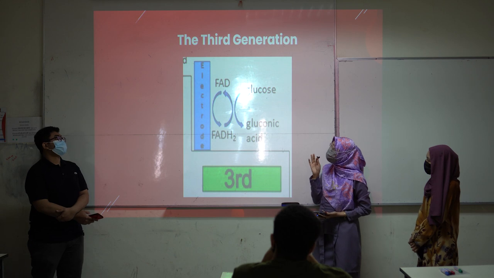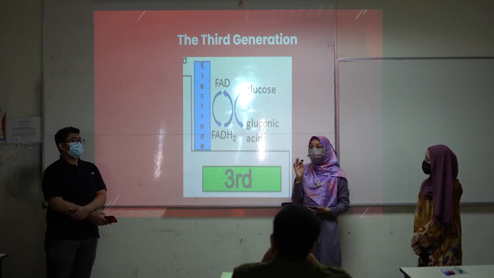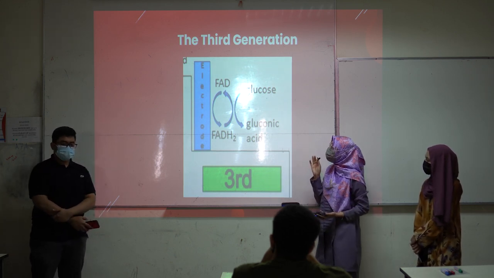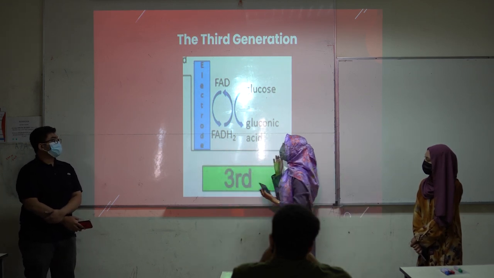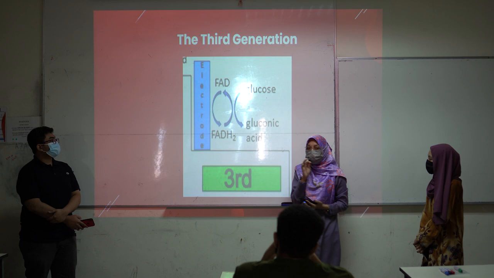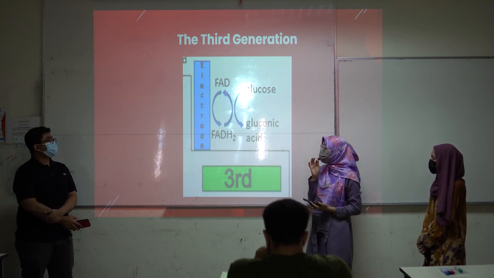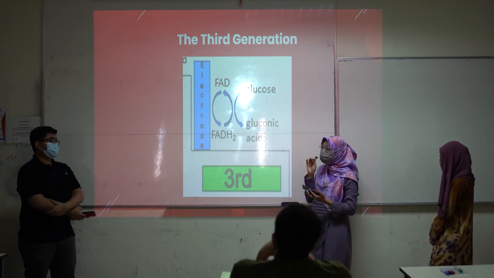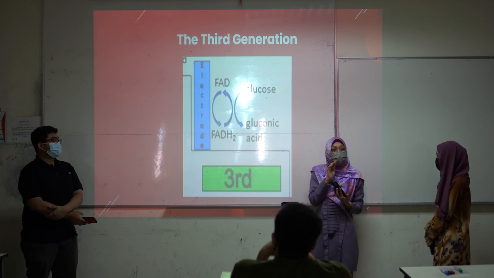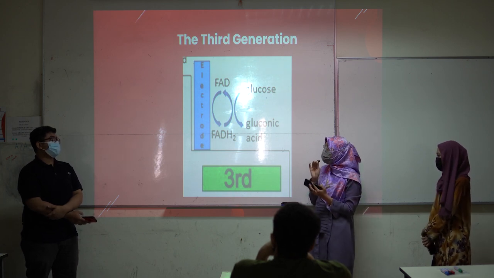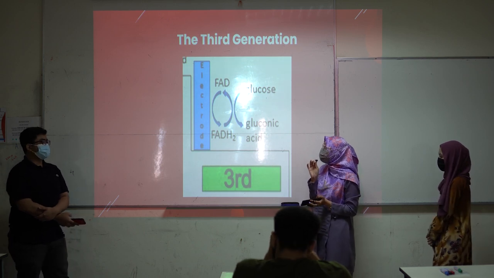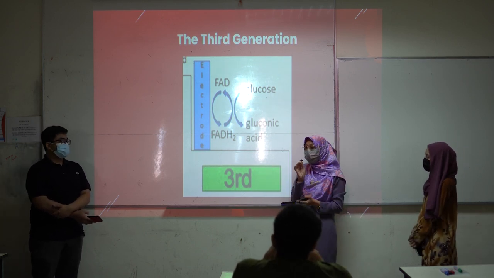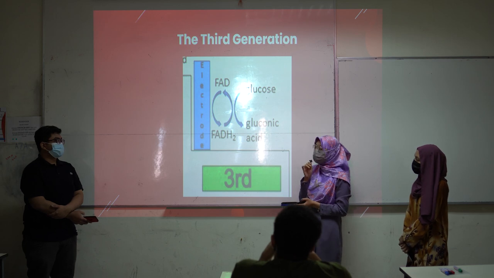It removes the use of redox mediators completely. How it does this is that this is the electrode surface, okay? And then they immobilize our enzyme, the glucose oxidase, onto the electrode surface to establish a direct connection between the active site of the enzyme and the surface of the electrode. So this is the third generation, and that was the first to third generation of glucose biosensor.